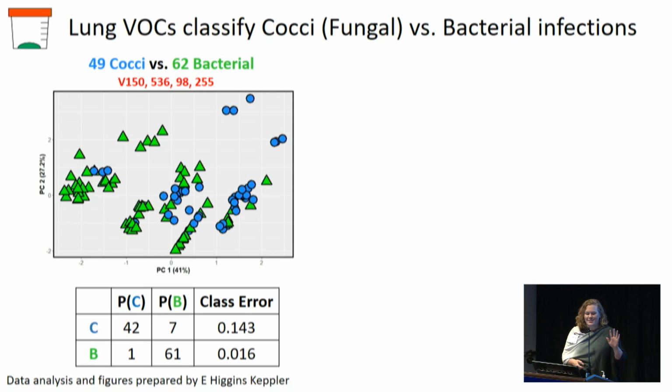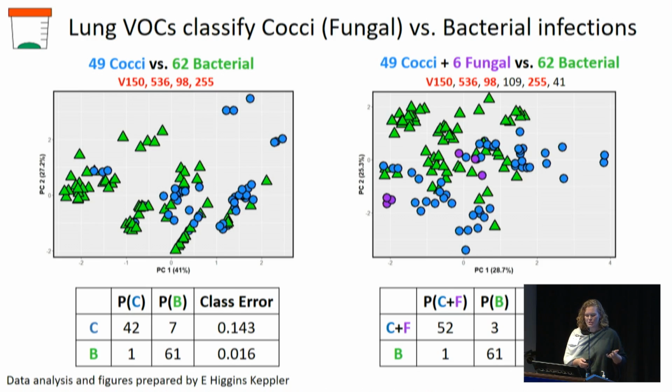Even though the PCA doesn't look really exciting in 2 dimensions, we can see at the bottom what our classification accuracy looked like. So on the left is the actual label of diagnosis, and then at the top is the predicted classification. And we can see that the classification error was about 14% for identifying those cocci positive specimens, and it was about 2% for identifying the bacterial specimens. So this is a much better classification accuracy than our current diagnostics that we're using in the lab.